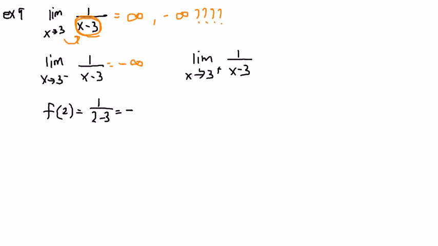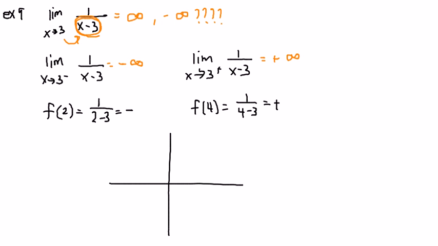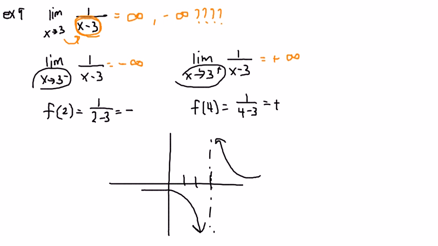Now, similar for the other case, if I pick 4, that gives me 1 over 4 minus 3, and that gives me a positive number, so therefore this will equal a positive infinity. So that means if I were to graph this or sketch this by hand, at 3 we have our vertical asymptote. And in particular, on the left side of 3, our graph will do something like this. And on the right side of 3, our graph will do something like this. And what I mean by this is this will go towards negative infinity, and this will go towards positive infinity.